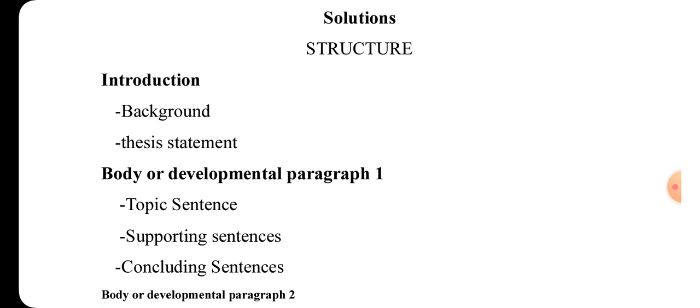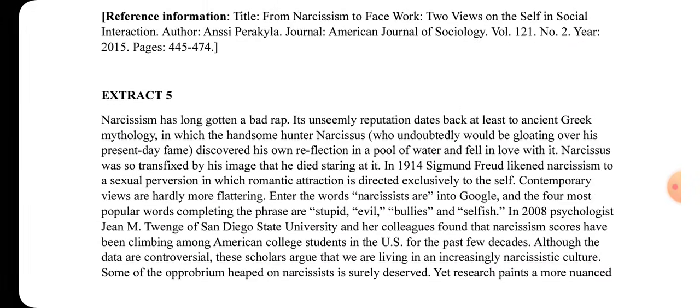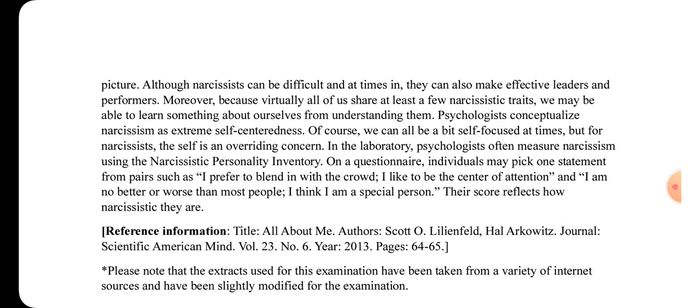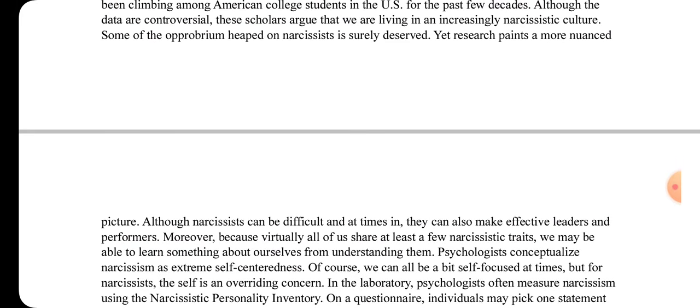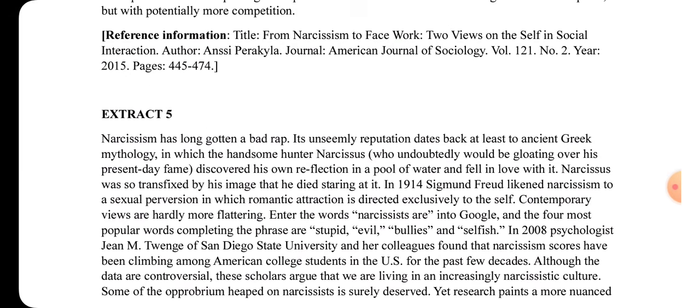After checking the reference information, you have to now read the whole paragraph. As you are reading, you underline the salient points. Already you know it's talking about narcissism. Let me take extract 5. Let's look at the reference information here. All about me. As you are reading extract 5, you look at information that you think is talking about a topic that you've already discussed, and then you'll be underlining them.